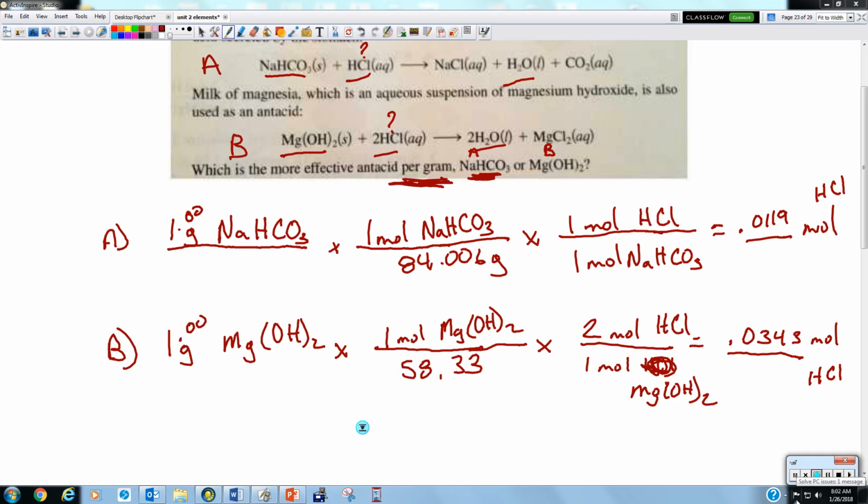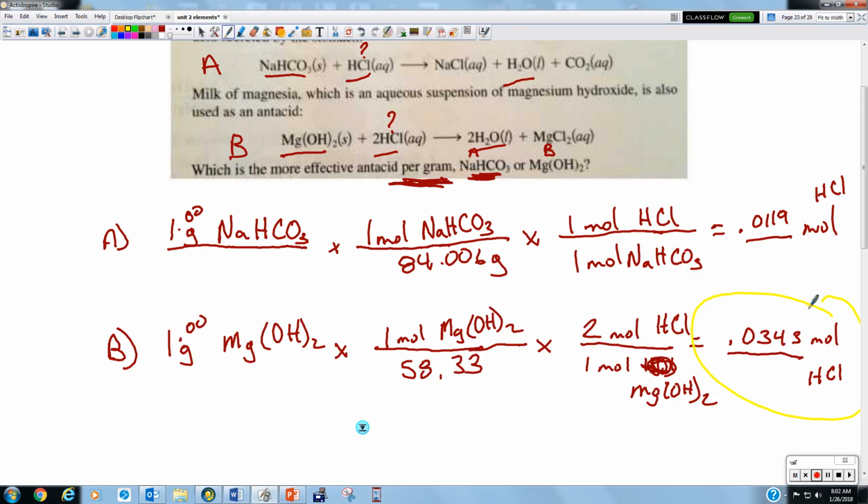So looking at these, which one was more effective at neutralizing hydrochloric acid? Magnesium hydroxide, milk of magnesia. All right. So what this tells a consumer, and most people aren't going to do this math when deciding which antacid to buy, is that we need a smaller dose of milk of magnesia to take care of acid reflux than we do of baking soda or something like Tums that's not magnesium based.